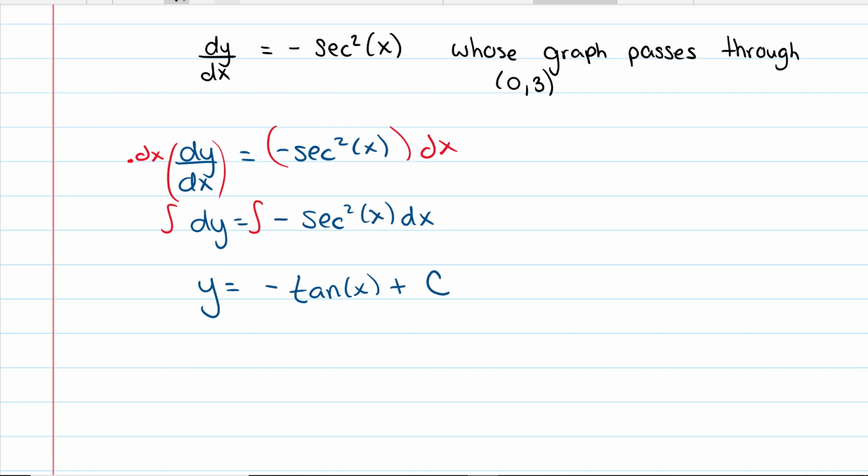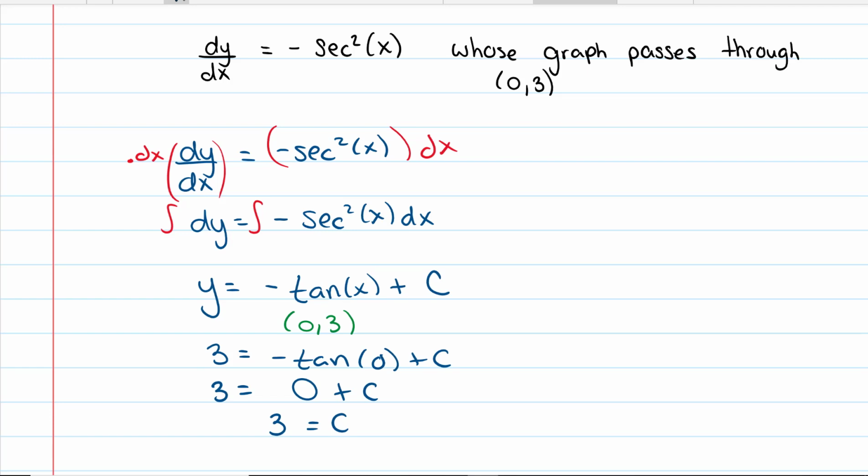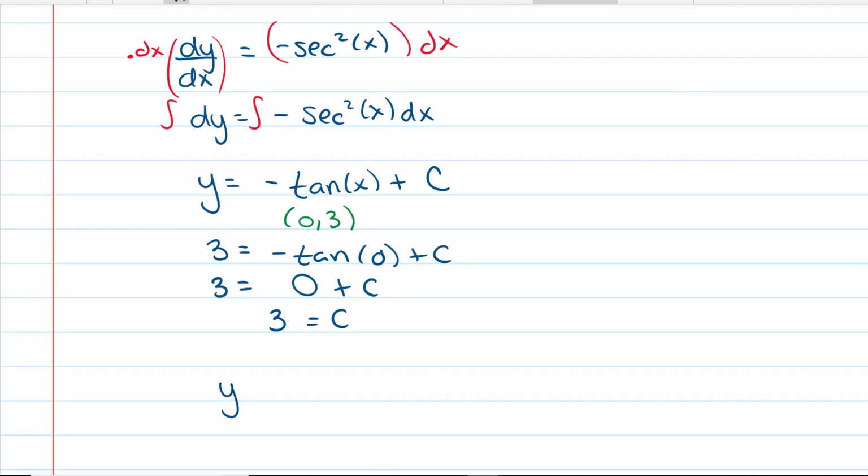Now we're going to use our particular value, which is (0, 3), to determine the value of c: negative tangent of 0 plus c. And we know tangent of 0 is 0, so 0 plus c. So c is equal to 3. So our general solution for this problem would have been y equals negative tangent of x plus c, and our particular solution is y equals negative tangent of x plus 3.